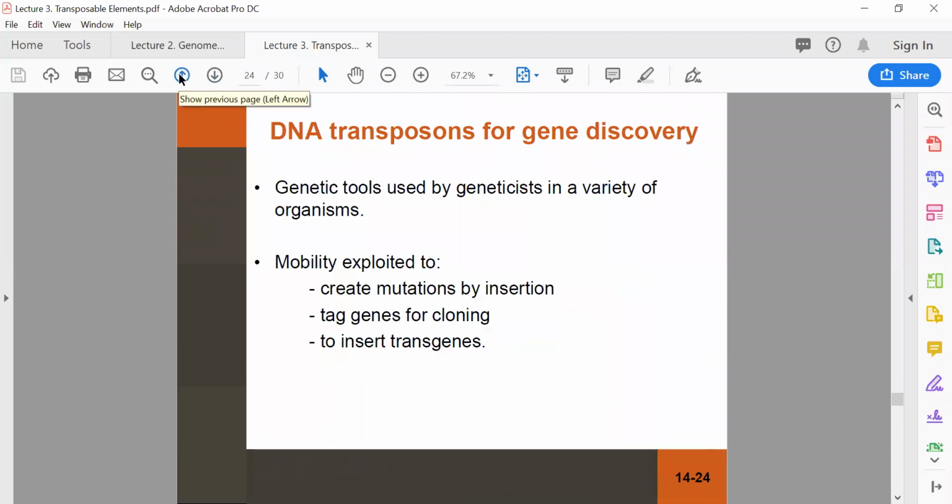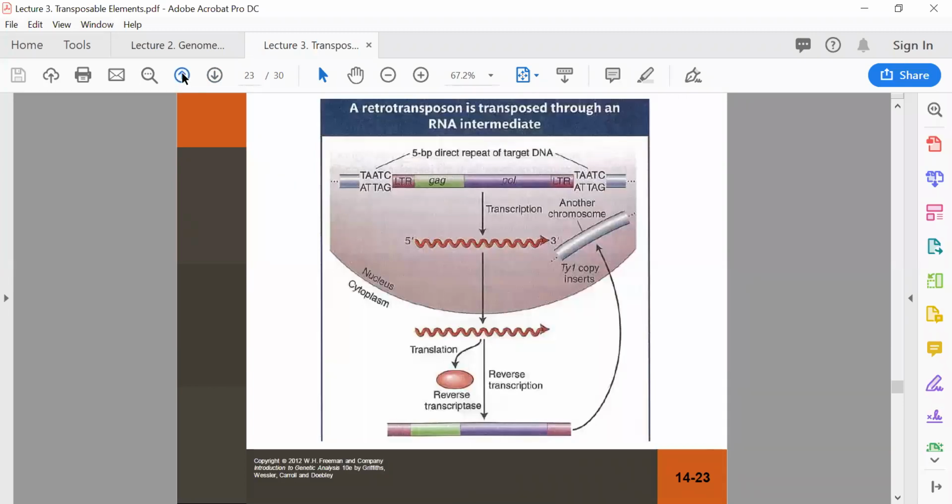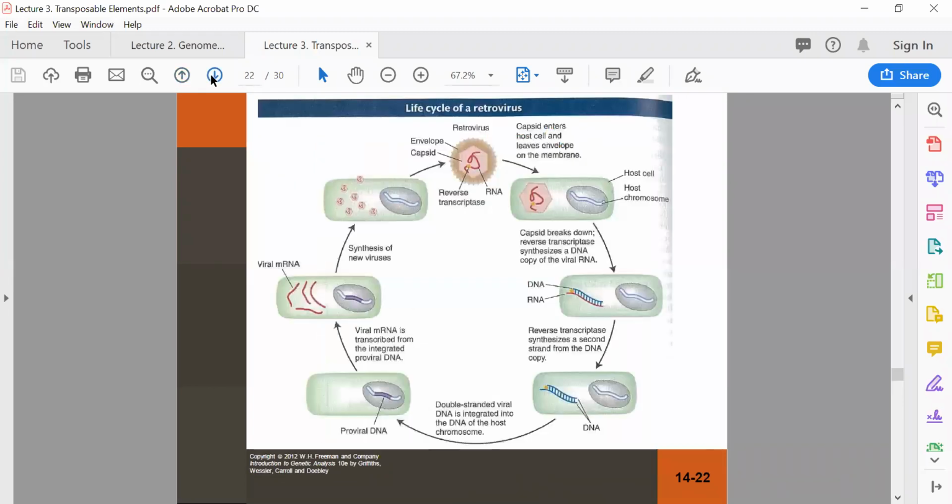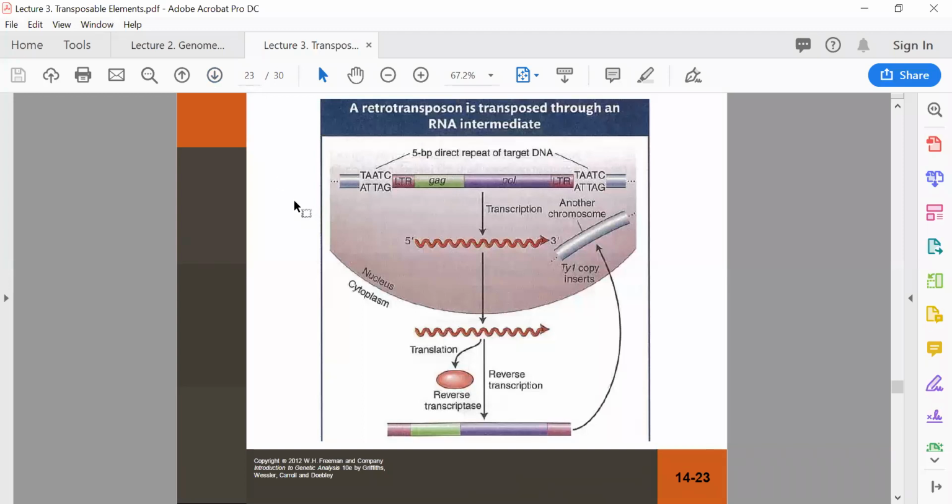Very interesting there. So what this is suggesting is that some transposons, at least these retrotransposons, actually contain remnants of virus nucleic acids. Absolutely fascinating.